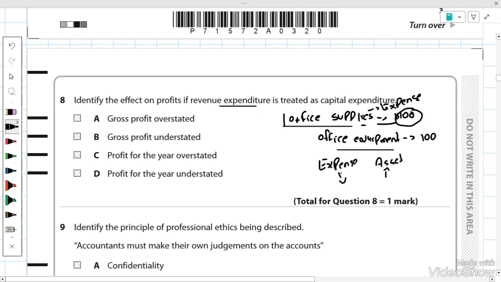Okay, so if your expense is decreasing, what does it mean? That your profit for the year will be overstated. Okay, so yeah, the C option is your right option.